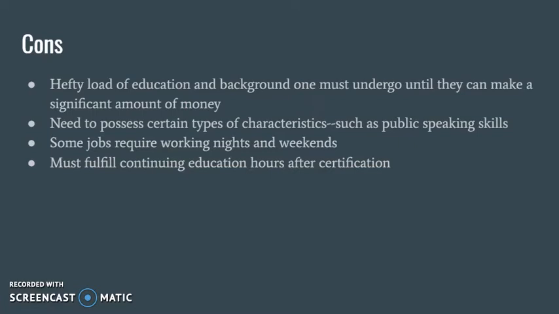However, some cons of working as a health education specialist are the hefty load of education and background one must undergo before they can make a significant amount of money. Also, some jobs require you to work nights and weekends, so the hours are not ideal.